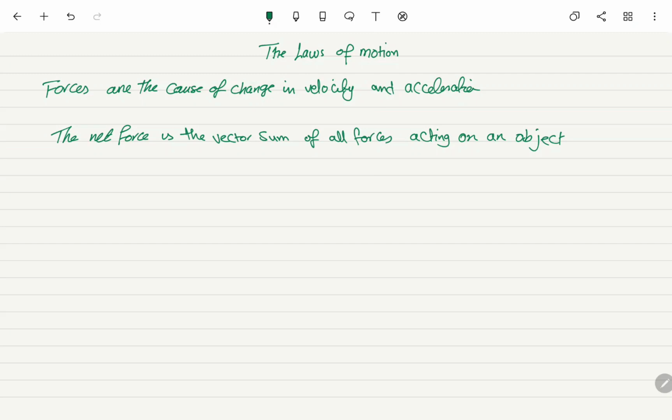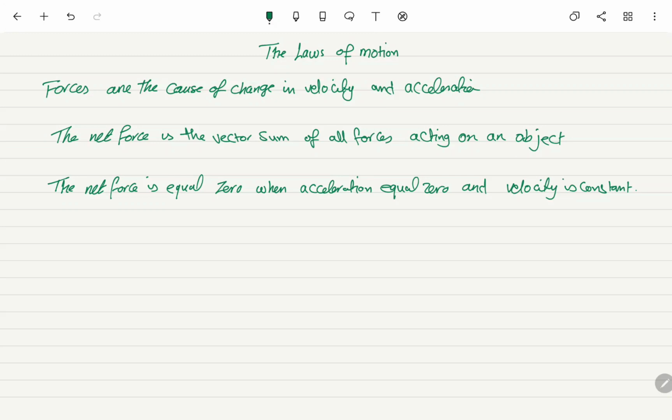The net force is equal to zero when the acceleration is equal to zero, which means the velocity is constant. For instance, if we have a stationary object like this one here, the net force on this object is equal to zero because the acceleration is zero and the velocity of this object is equal to zero. But if this object is moving with constant velocity, this means that the acceleration is equal to zero and the net force is equal to zero.